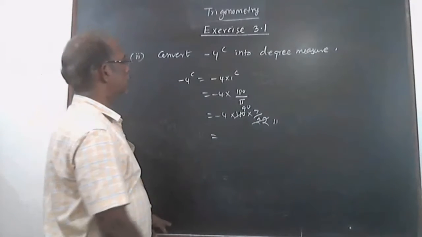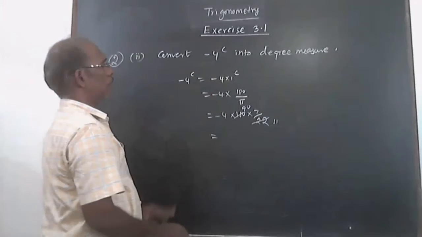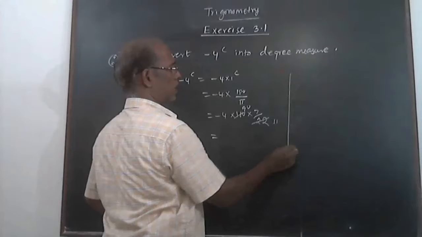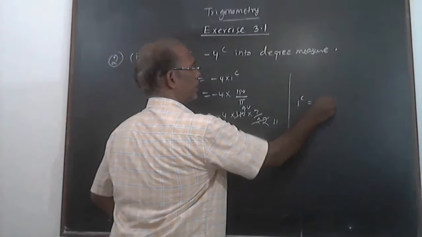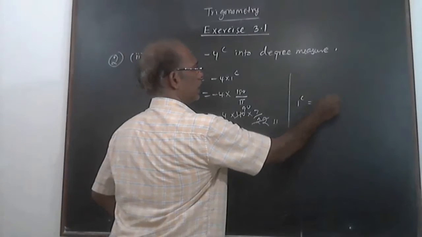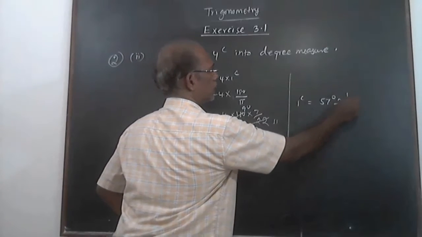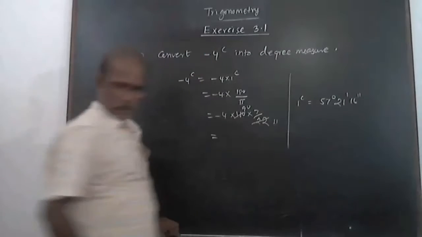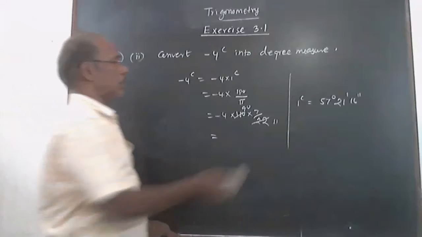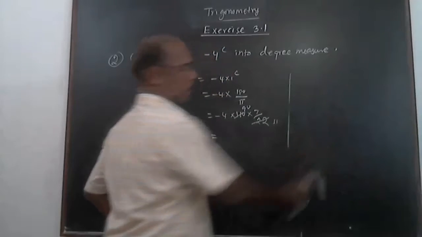Then another approach also we can take, because in the last class we discussed 1 radian equal to 57 degree, 17 minute and 45 second. That conversion you can apply straight away.